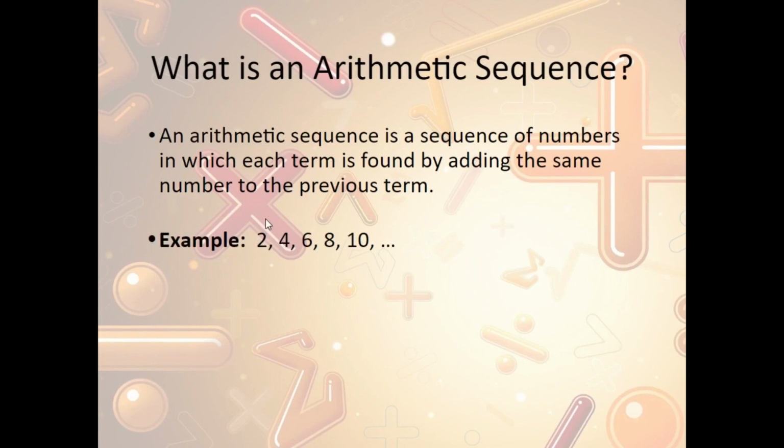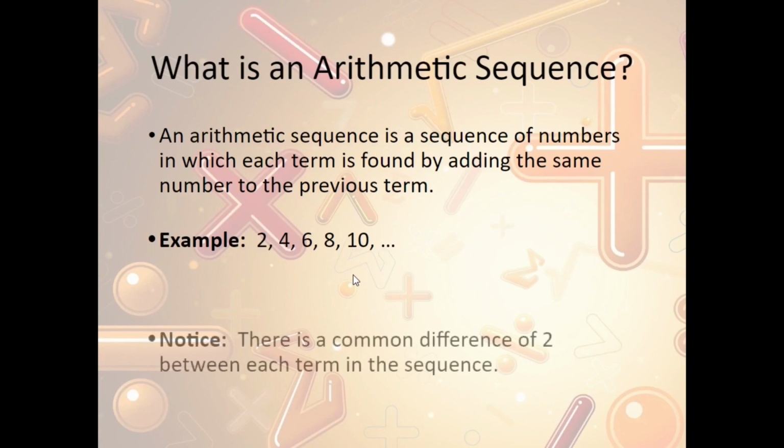So each time we move from one to the next, we're adding 2 to it. So 2 plus 2 is 4, 4 plus 2 is 6, 6 plus 2 is 8, and so on, and it goes on forever. Notice that there's a common difference of 2 between each term in the sequence.